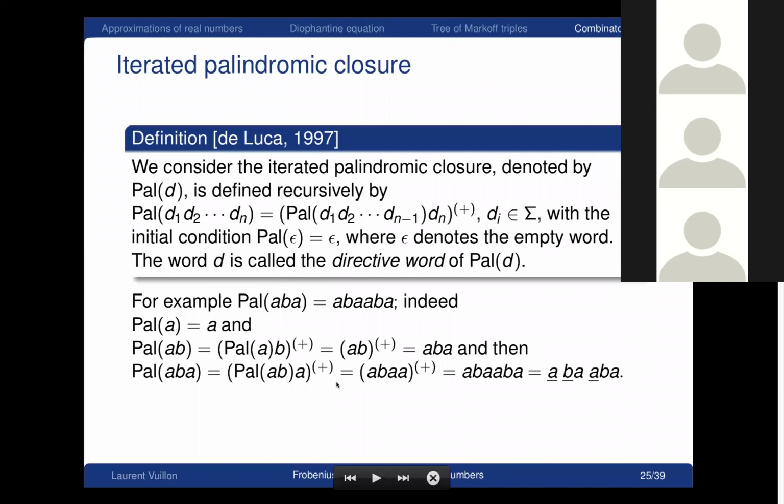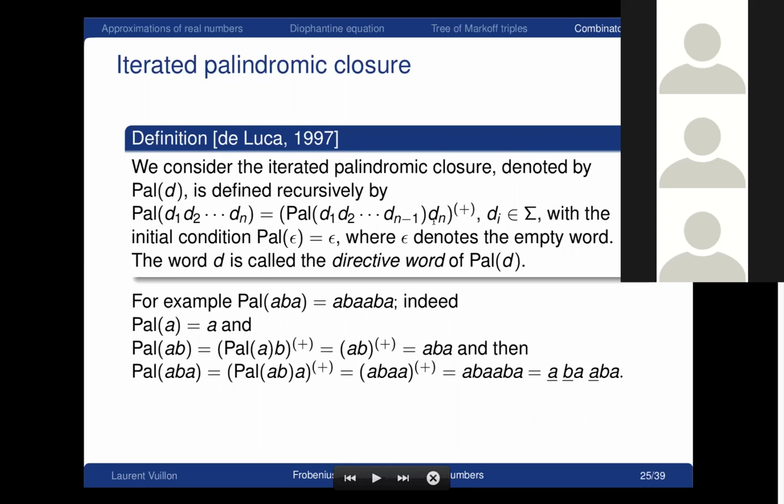So let's try a more difficult example. Now we would like to iterate this process. So this is the iterated palindromic closure, also defined by De Luca. So you have a directive word D, which is a word D1, D2, Dn with n letters. And pal of D is just pal of D1, D2, Dn, and it is recursively defined like this. You compute pal of D1, D2, Dn minus 1.